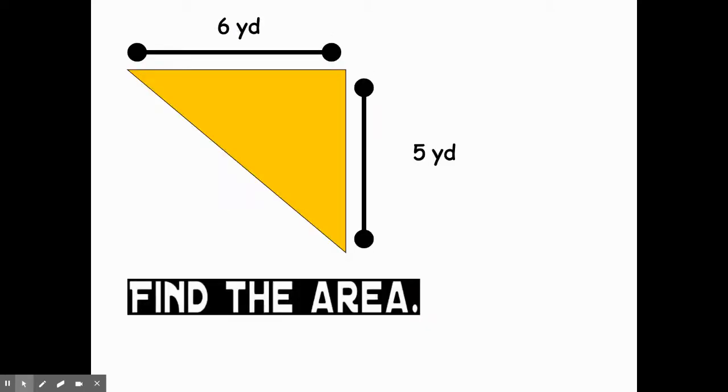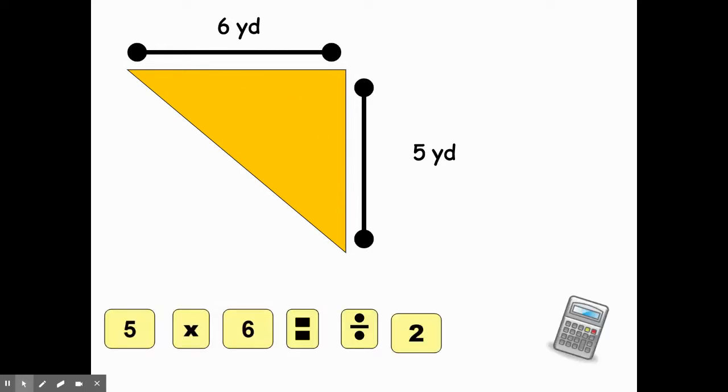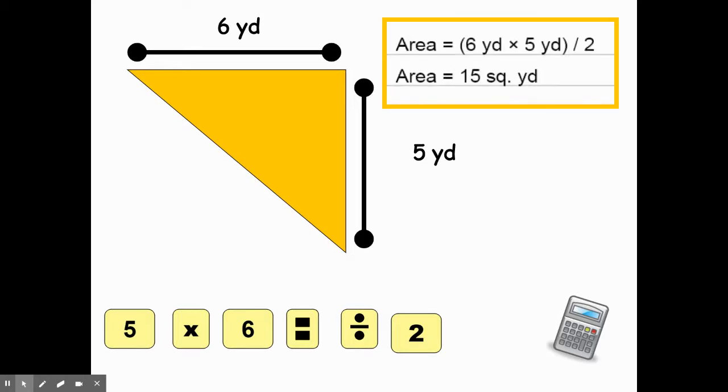Okay. The next one here, we have a base of 6 and a height of 5. So that would be 6 times 5 divided by 2, or 5 times 6 divided by 2. And that is going to give you 15 square yards.